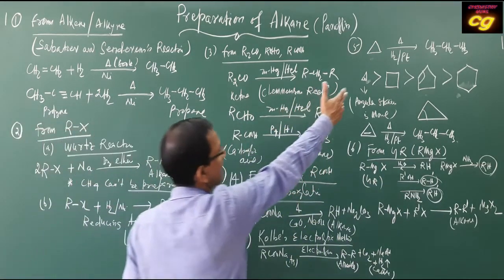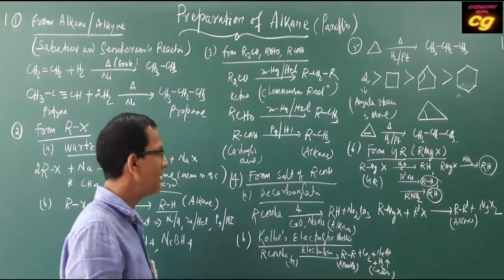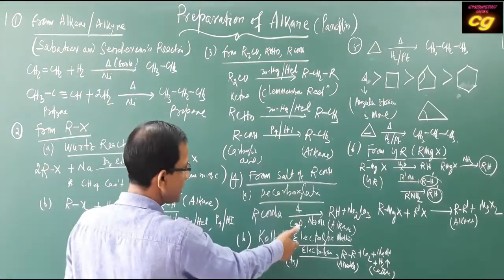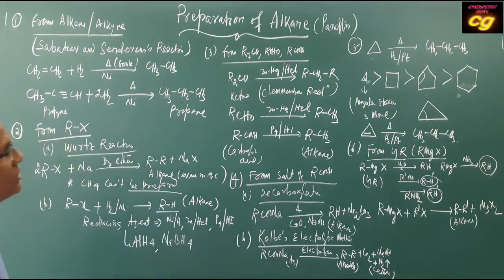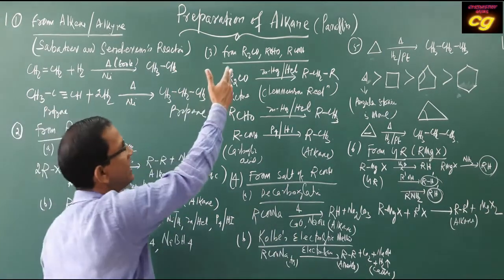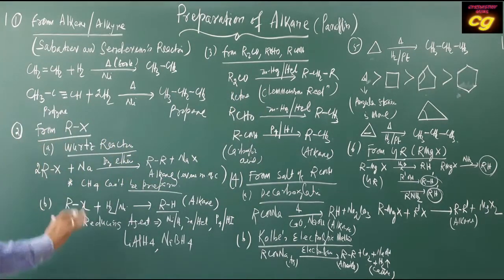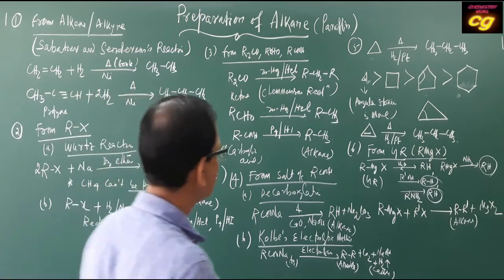From alicyclic compounds also we can prepare alkane. From salts of carboxylic acids by two methods, decarboxylation and electrolytic methods. By reduction of aldehyde, ketone, acids also we can prepare alkane. From haloalkane we can prepare alkane by Wurtz reaction, or by reduction of haloalkane. So these are some important methods of preparation of alkane.